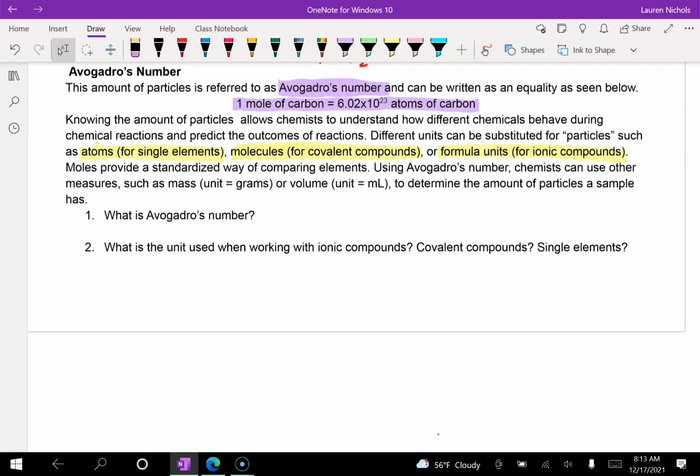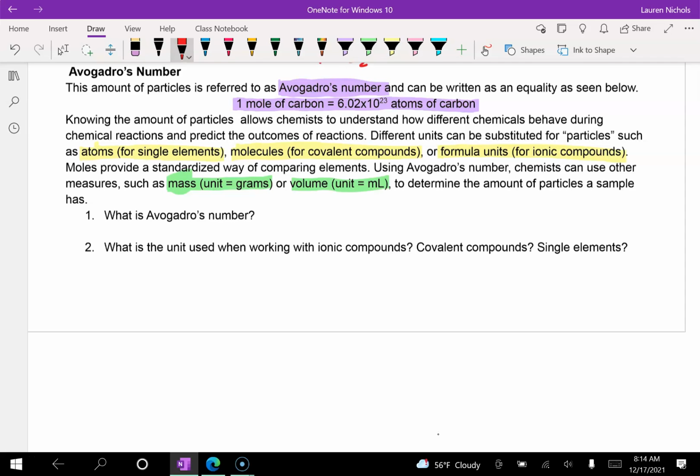So when we're using Avogadro's number, we can also use other measurements, such as mass, which remember mass has the unit grams, or volume, which we use milliliters. You should be familiar with that from density, okay, to determine the amount of particles a sample has. So we can go back and forth between grams and volume and moles and particles, because you can't actually count how many atoms there are in a lab.